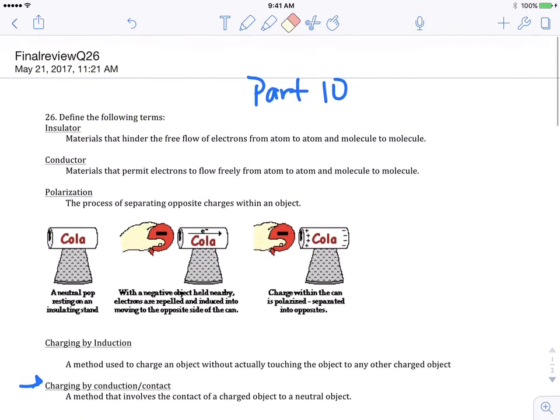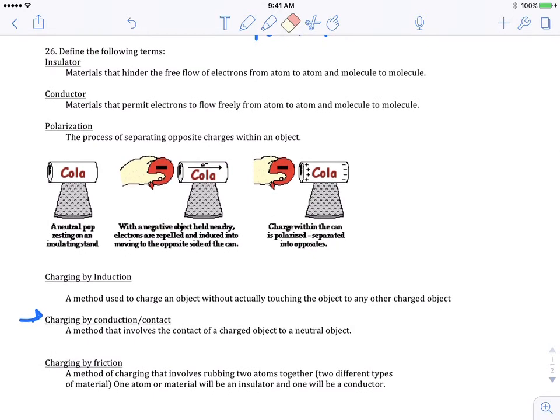All right, so let's just start. I typed it all up because it'd just be easier that way for me to explain it. We have insulator. What's an insulator? An insulator is a type of material that will hinder the free flow of electrons from atom to atom, and molecule to molecule.